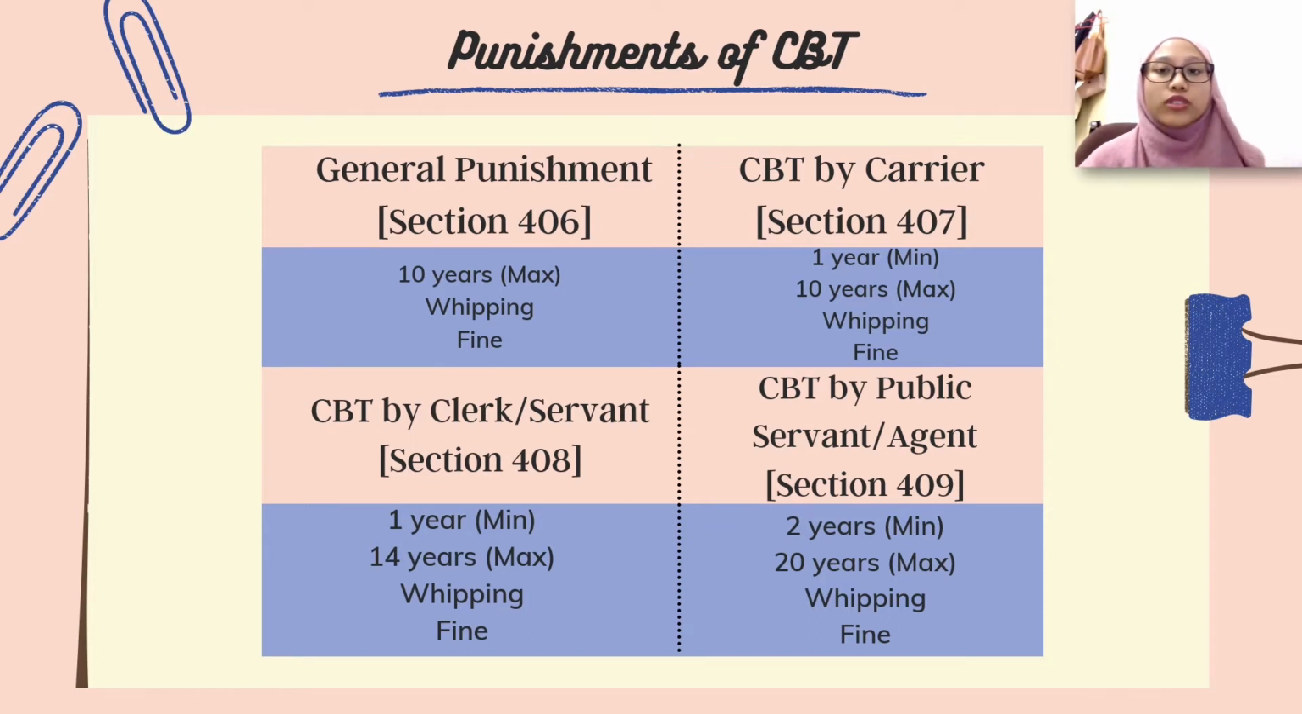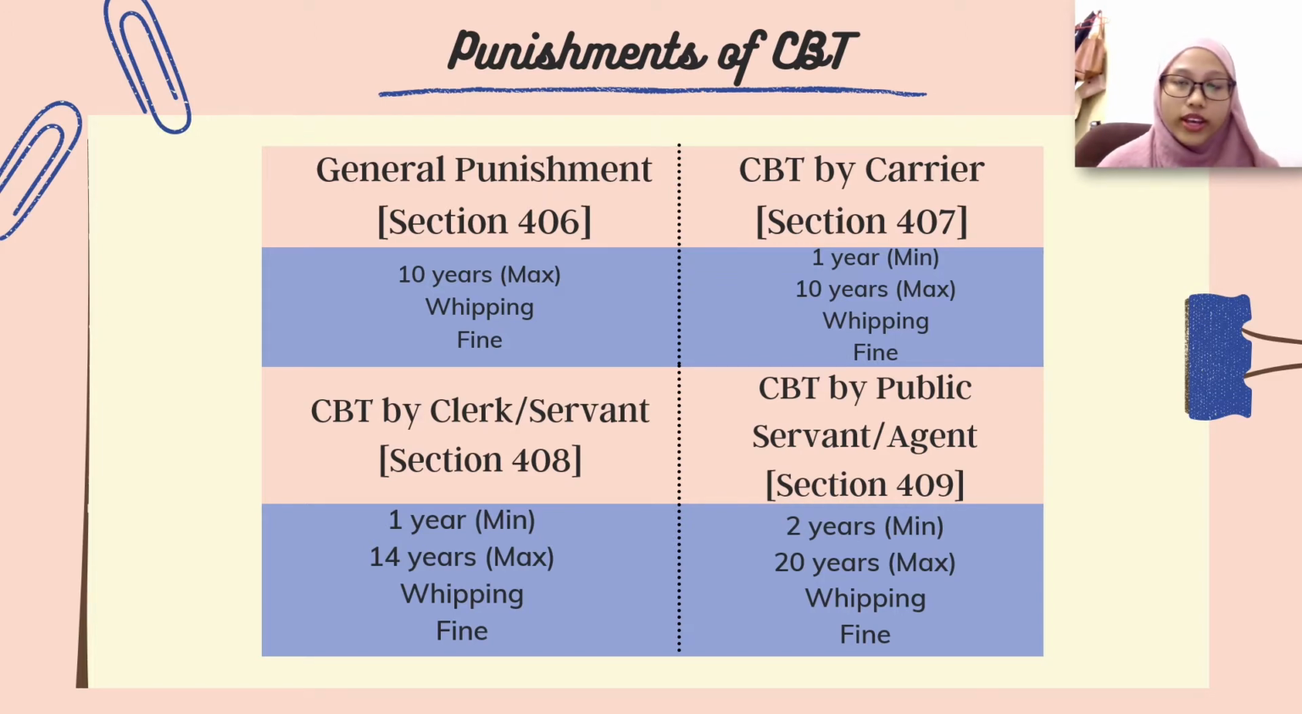Furthermore, it is noteworthy to point out that the punishment varies depending on the persons who committed it. It depends on the categories of persons who performed it, right? For instance, Section 407 of the Penal Code provides that for CBT by a carrier, wharfinger or warehouse keeper, who have the responsibility as a transporter of things, when they have been entrusted with the property but later breach the duty, they shall be punished with imprisonment from 1 year up to 10 years, together with whipping and also fine.